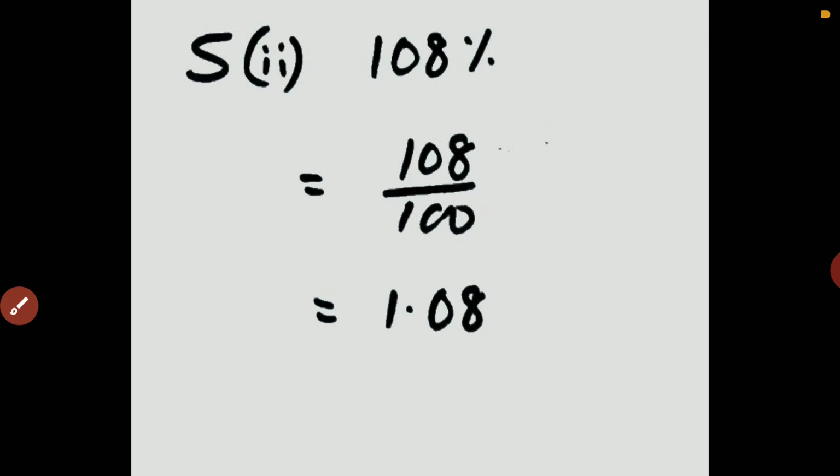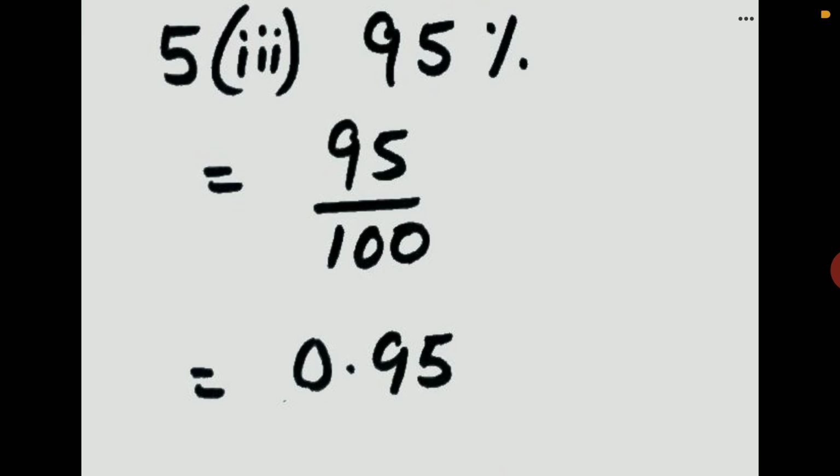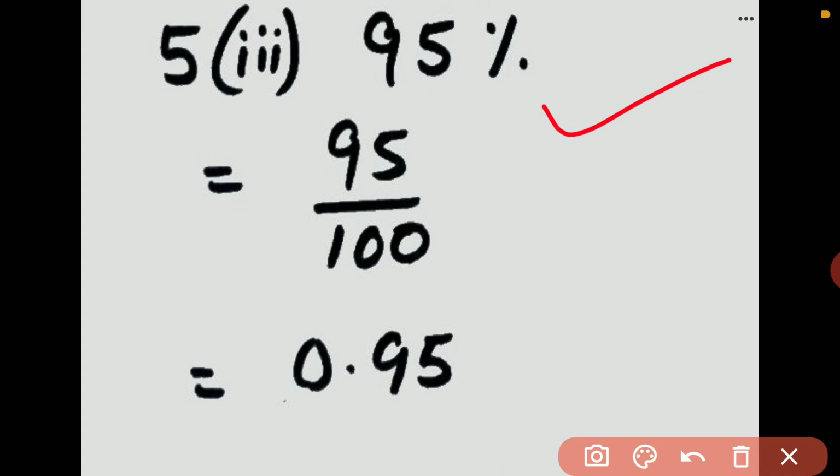Going to the next question, which is question number 5.3. The question given to us is 95%. So 95% can be written as 95 upon 100. Again using the same knowledge of decimal fractions, we can convert this into a decimal number. So we have two zeros here, therefore I can write a point before two digits, right? So my answer is 0.95. That's how we have done number 5.3.